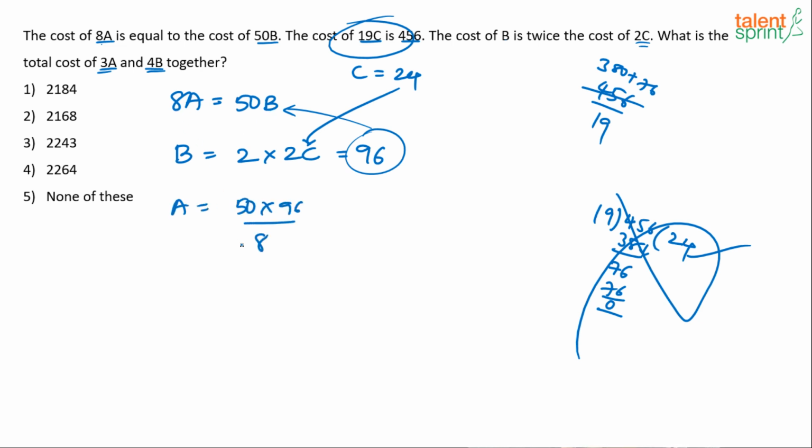This 8 goes in the denominator, right? I know 8 goes 12 times here. So 12 times 50 is 600. That's it. I know all the 3 values now. He's asking us to get 3A plus 4B. 3 into 600, 1800, plus 4 into B, 4 into 96, 400 minus 16, 384. So 2184 should be the value. Option 1.